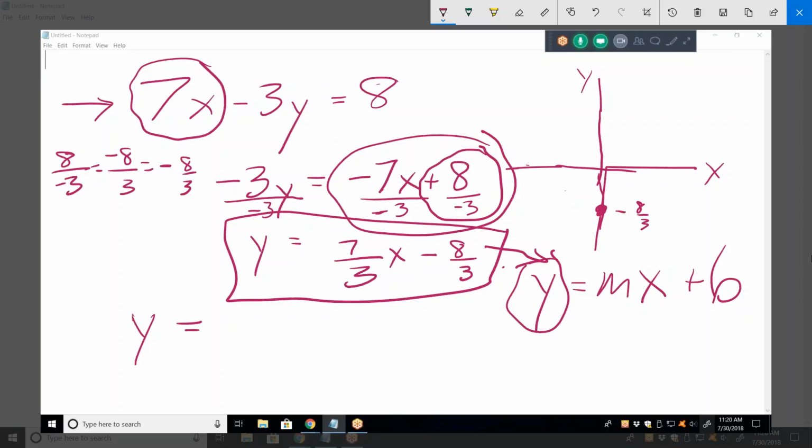And then the slope is 7/3. Yeah, leave it as a fraction. I'm telling you, you're far better off leaving these as improper fractions. Do not convert them to mixed numbers. That's never helpful in math. It's always better to leave it as an improper fraction.